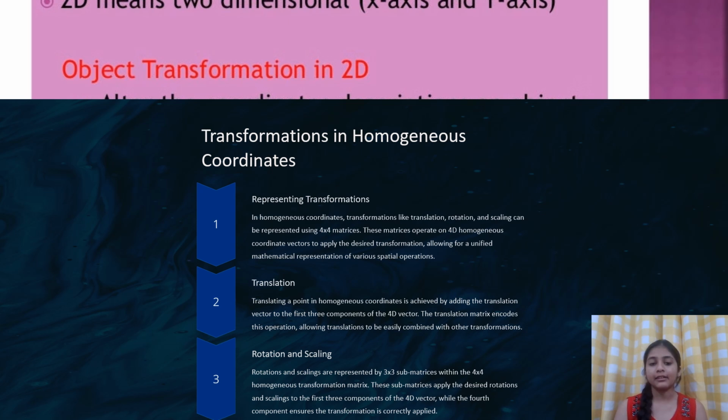Rotating and scaling. Rotation and scaling are represented by a 3 by 3 submatrix within the 4 by 4 homogeneous transformation matrix. These submatrices apply the desired rotation and scaling to the first three components of the 4D vector, while the fourth component ensures the translation is correctly applied.